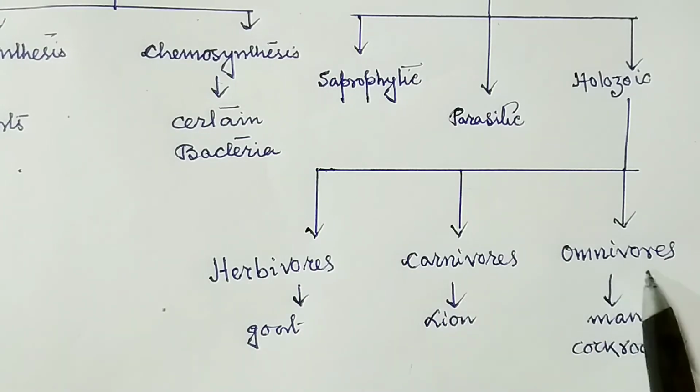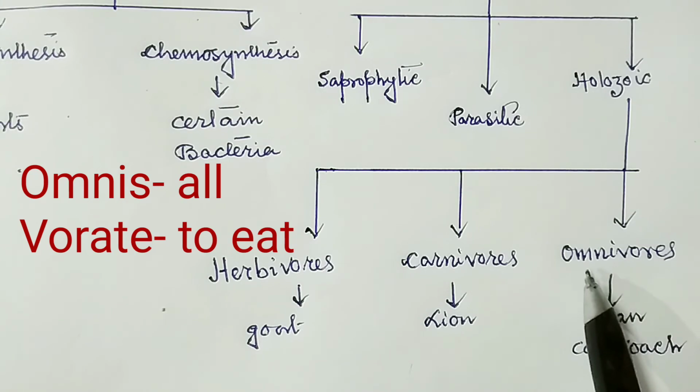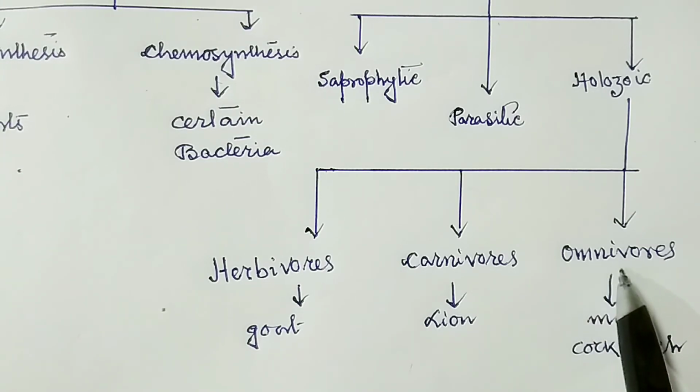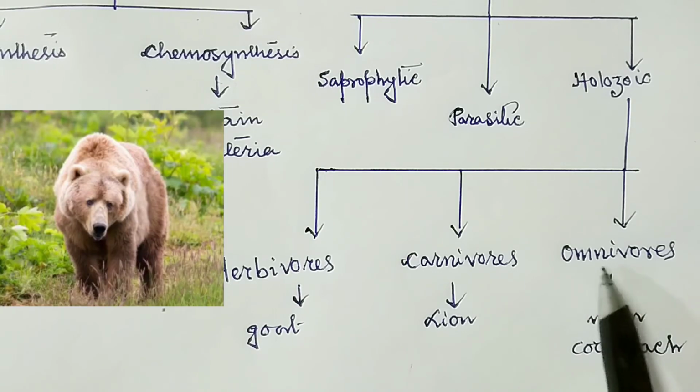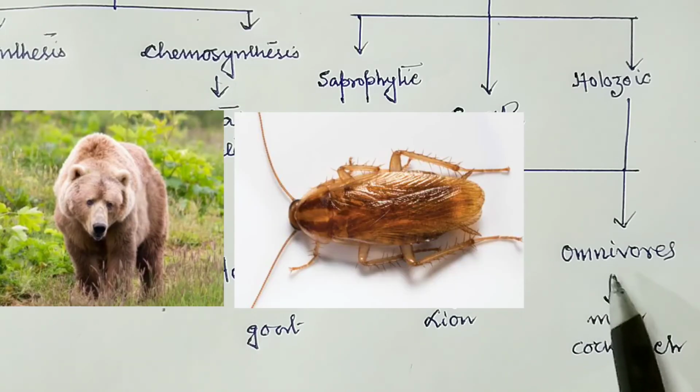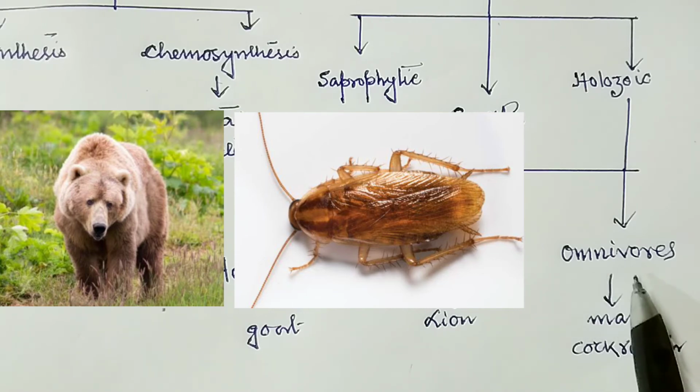The word omnivores is derived again from two words. One is omnis meaning all and vorare meaning to eat. So we can say those animals which feed on both plants as well as the flesh of other animals are known as omnivores. Man, domestic cat, crow, cockroaches are common examples of omnivores.